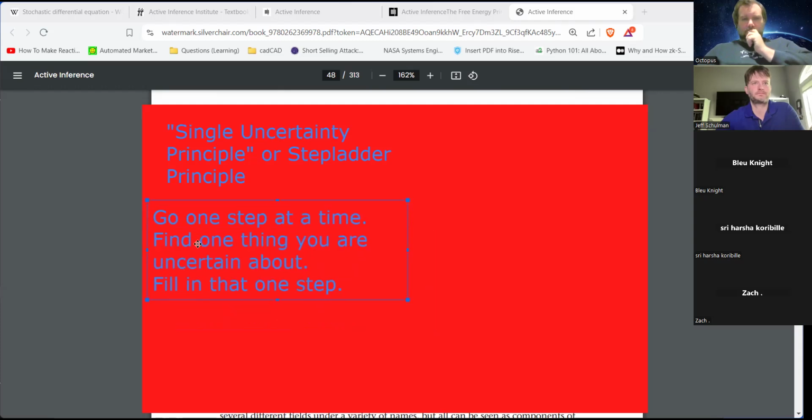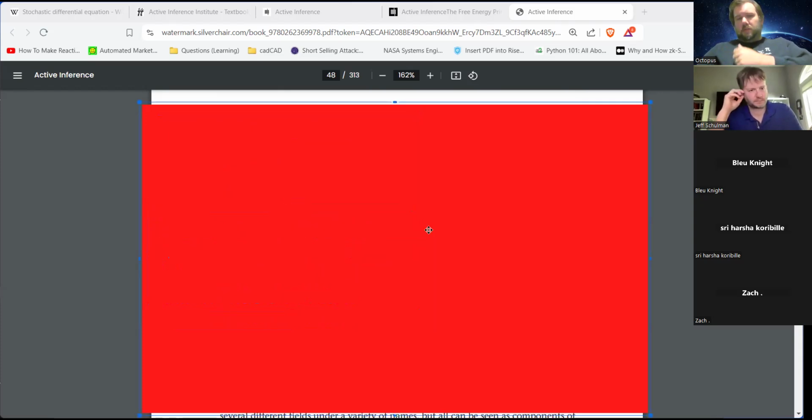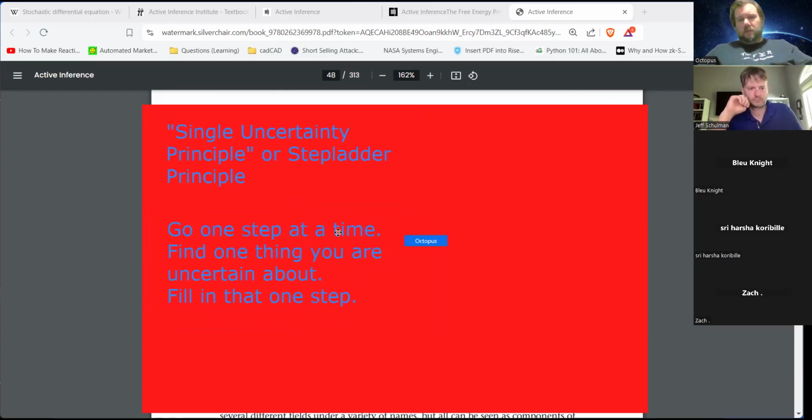So this is a principle I've been trying to use. I understand differential equations, but don't understand stochastic differential equations. So I'm trying to leverage whatever I do understand about the deterministic case to advance to that next step of my understanding.